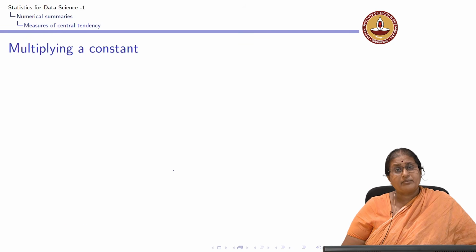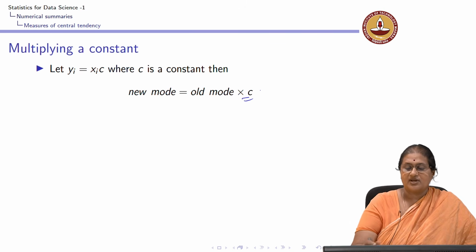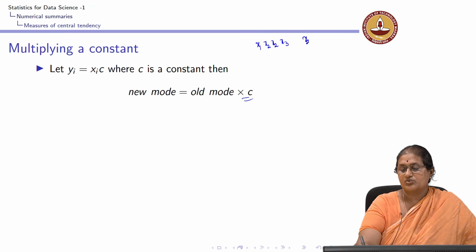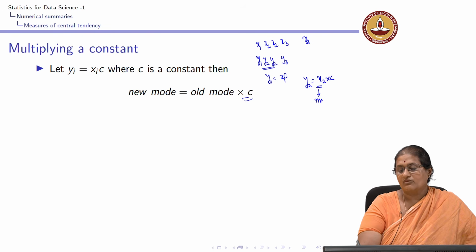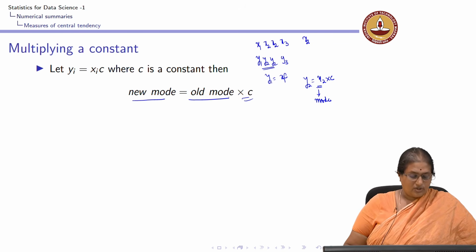Hence, the new mode is nothing but the old mode plus the constant. What happens when we multiply by a constant? When we multiply by a constant, again the new mode is nothing but the old mode times the constant. Again, the reasoning is very simple. Suppose I have a data set x1, x2, x2, x3, x2 being the mode here. I have y1, y2, y2, y3, where y1 is x1 times a constant, y2 is the mode here, and I know y2 is nothing but x2 times the constant, x2 being the mode for my earlier data set. So the new mode is the old mode times the constant.